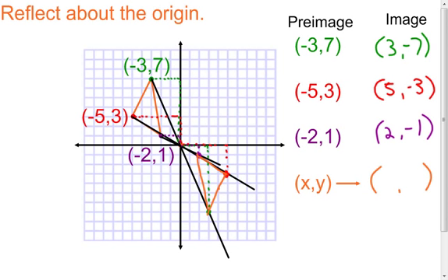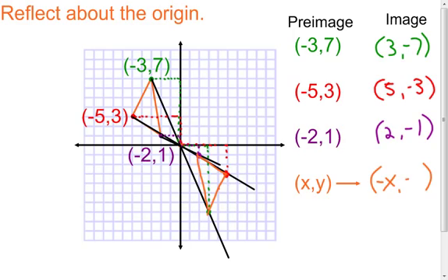However, -3 became a +3, -5 became a +5. What that's telling me is that that x value is changing its sign. And then when we look at the y values, notice all my y values in the pre-image were positive, all of them on the image were negative.